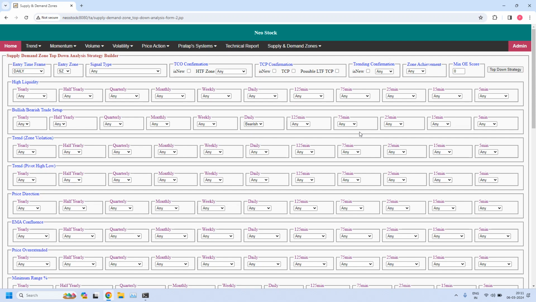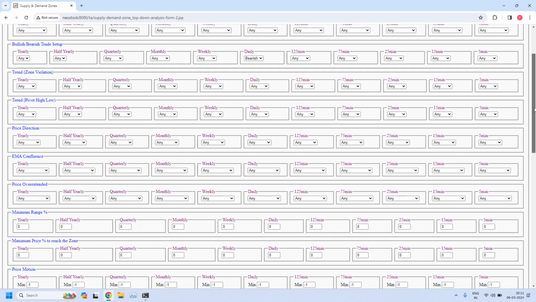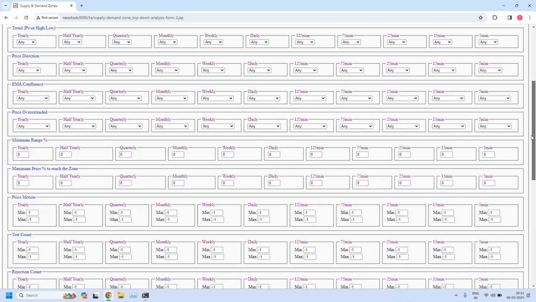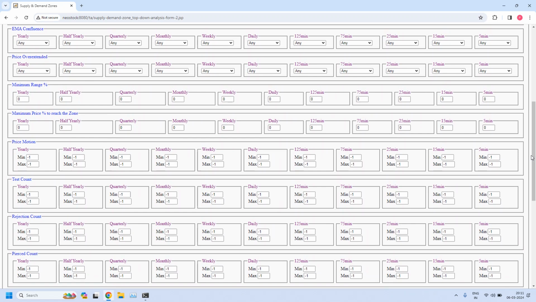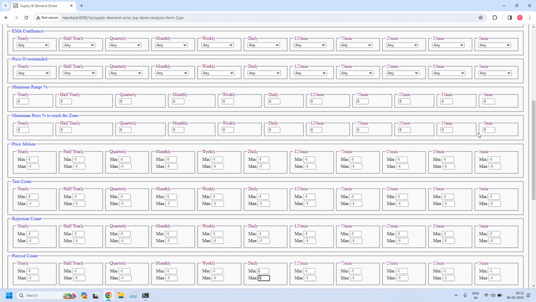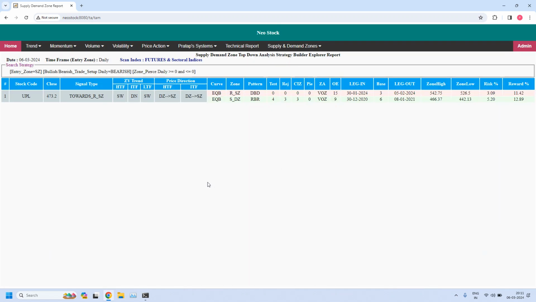So I don't want to set any filters except one filter. Pierced count should be 0, because we don't trade on the pierced zones. I am setting the pierced count as 0. So in this parameter, daily time frame, I am setting the value 0, 0. Now let's filter. You have only one stock.